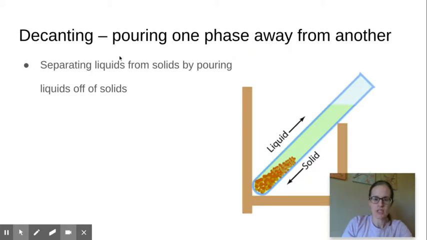You can decant to pour one phase away from the other. If you are cooking and you're making macaroni and you really don't want to get your colander dirty, you can pour off the water and try not to dump any of the macaroni in your sink. That's decanting. So you're pouring off the liquid and trying to keep all of the solid in your container, in your pot or your test tube.